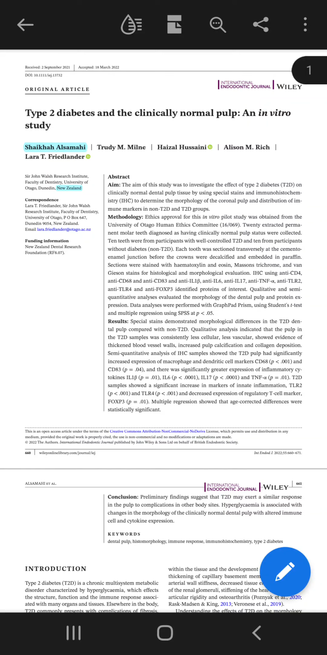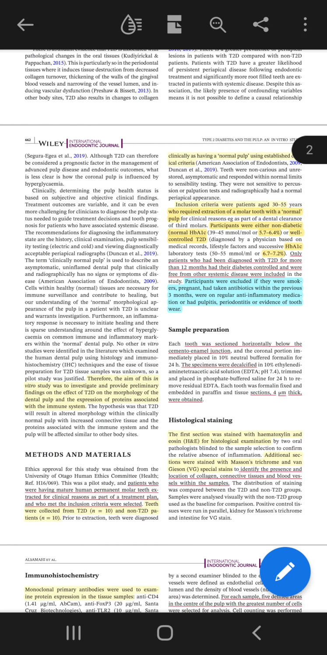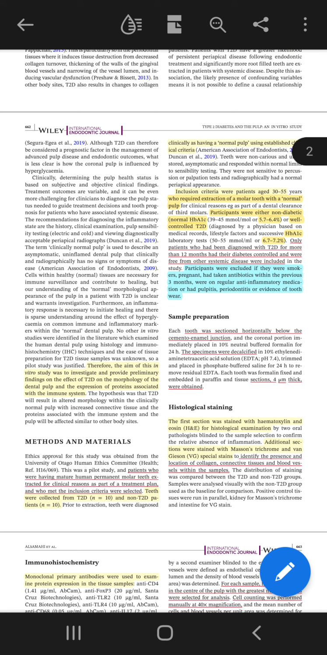Type 2 diabetes and the clinically normal pulp. In vitro study by Sheikh Alsamahi and her group from Otago University in New Zealand. The aim of this study was to evaluate the effect of type 2 diabetes on the morphology of the pulp and on the expression of certain proteins that are associated with the immune system.